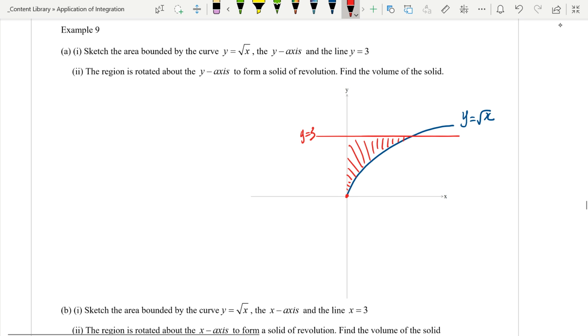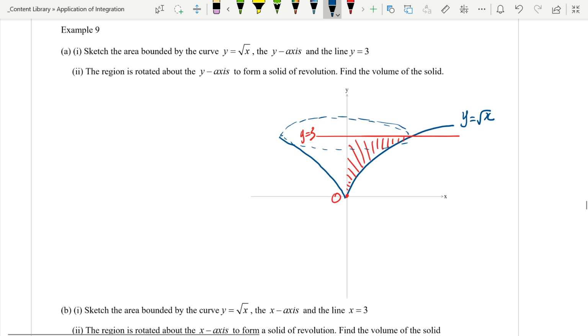And this area is made by the graph and the y-axis, in between 0 to 3. Next is the blue line, the area between the y-axis and the actual graph, in between 0 to 3. Okay, the question says the region is rotated about the y-axis to form a solid of revolution. You can think about the shape. The shape is roughly like that. You don't need to worry about the shape, but just for interest, it should be something like that.